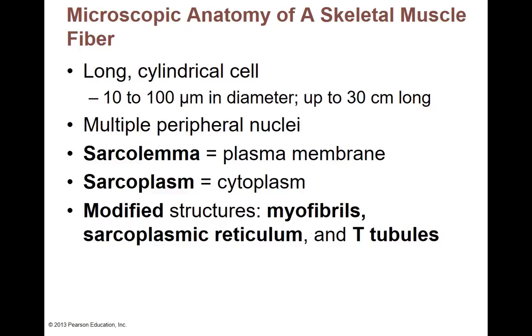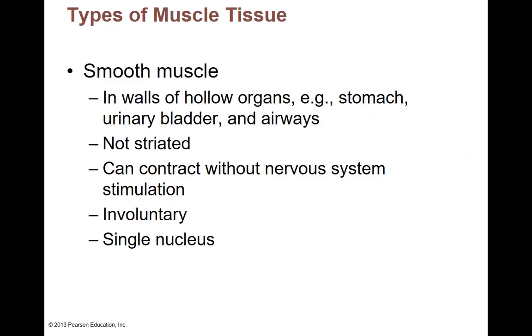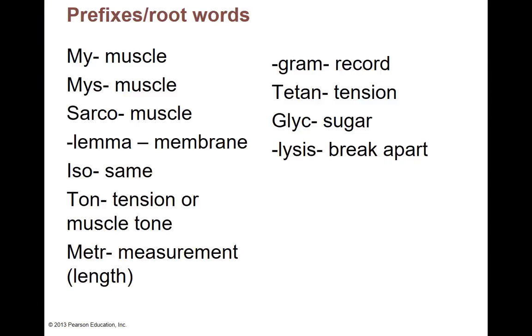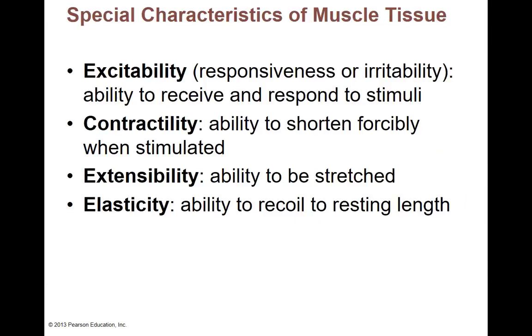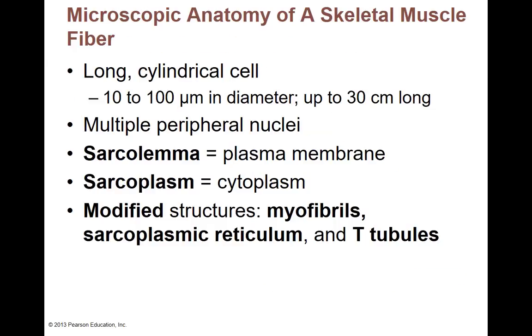Now we like to name things. The word lemma means a membrane. I don't remember if I had that on my first slide or not. I'm going to check, just because I want to look. Yep, there we go. Now, sarco means what? It means muscle. It's one of the three things that means muscle. So a sarcolemma is a muscle membrane.